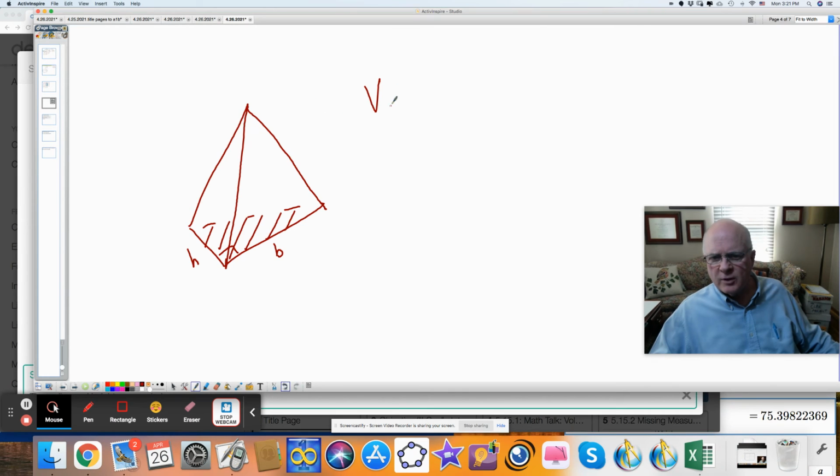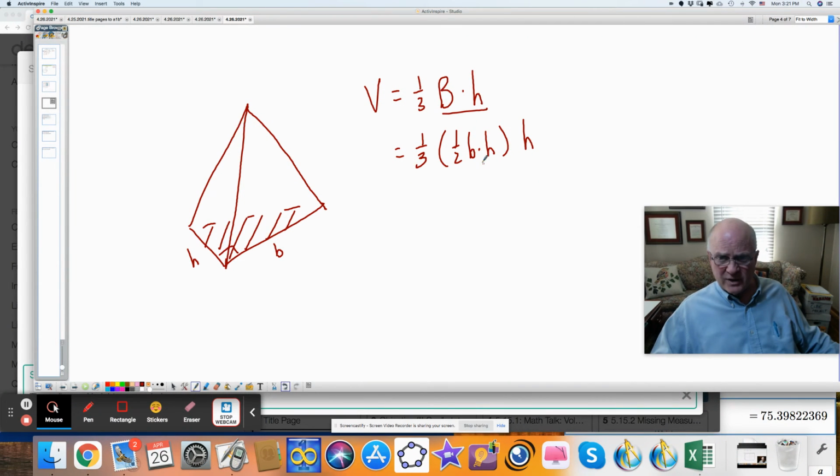So the volume of a pyramid is equal to 1/3 times the area of the base times the height. The area of the base is the area of our triangle, which is 1/2 of the base times the height, times the height. What's the difference between this base and height and this base and height? Well, this is the base of our triangle. This is the height of our triangle down here. This is the height of the pyramid. So it's going to be this distance here, this height of the pyramid. This base of the pyramid is this area. It's this whole area. So that's the difference between those two.